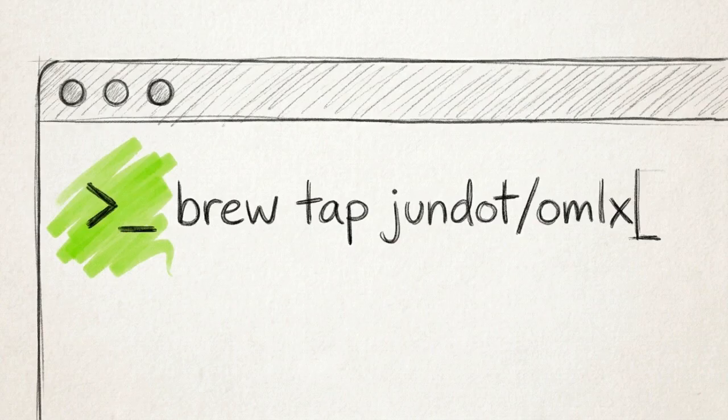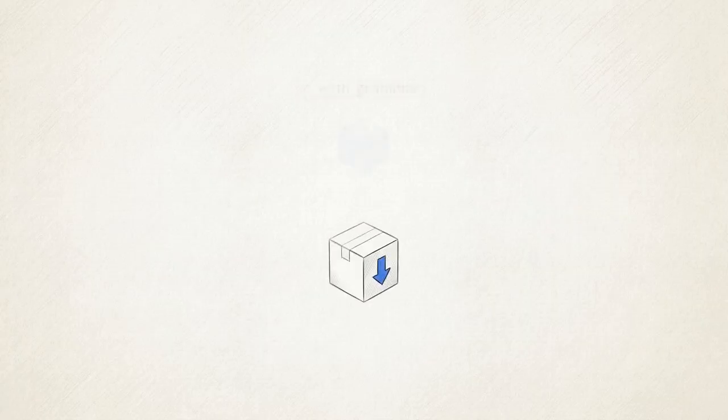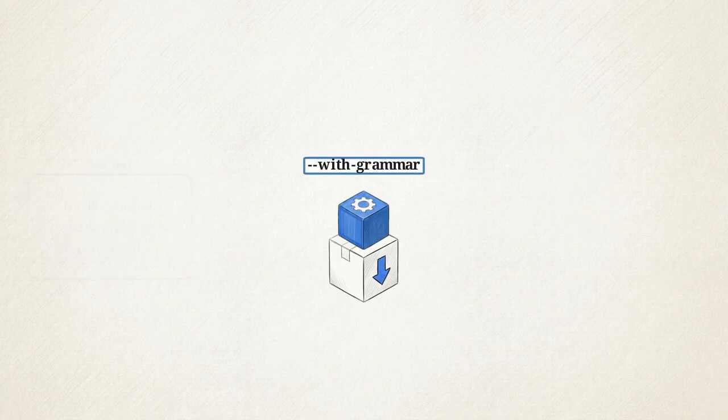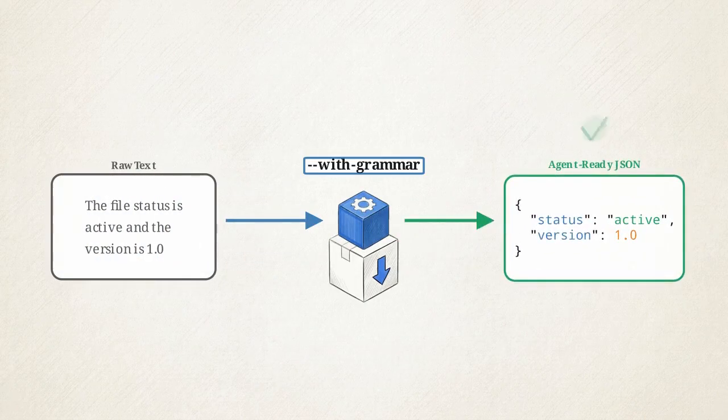The initial step is opening your command line and tapping the repository with brew tap jun./omlx. Next, you execute the installation, but you must append the --with-grammar flag to the command. Using this flag bypasses default application size limitations, ensuring the server installs the xgrammar library required to enforce strict structured JSON outputs for your agents.